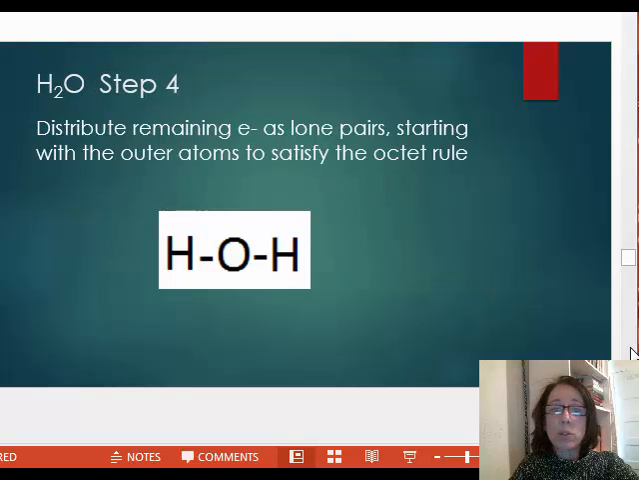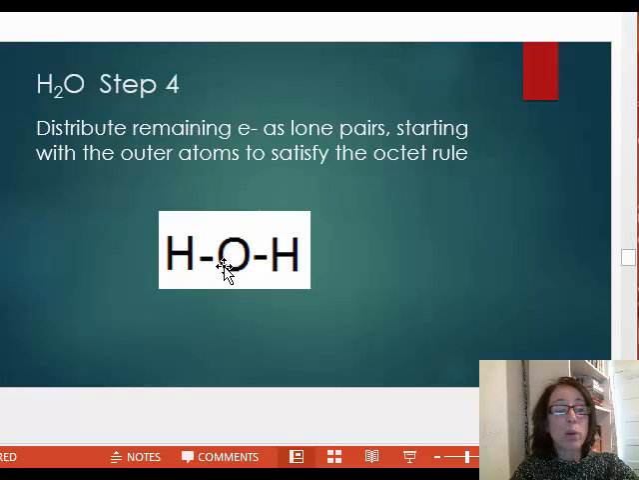Step 4 is to distribute these remaining electrons to satisfy the octet rule, starting with the outer atoms. Since hydrogen can only accept 2 electrons, hydrogen is satisfied as soon as it is bonded to 1 other atom. Oxygen, however, only has 4 electrons.